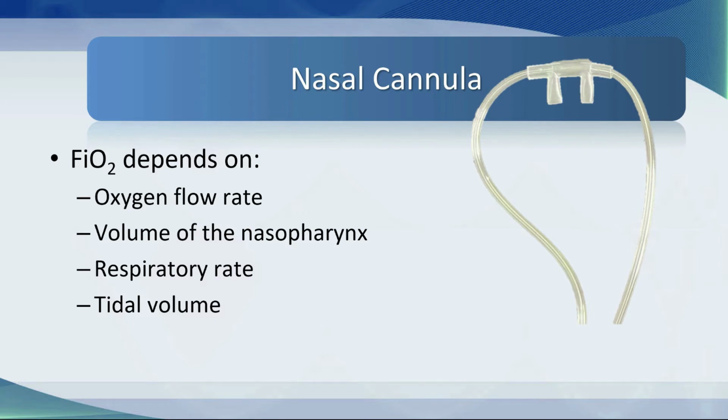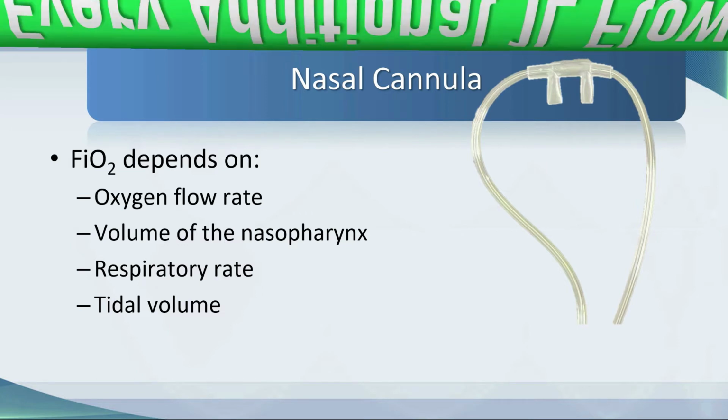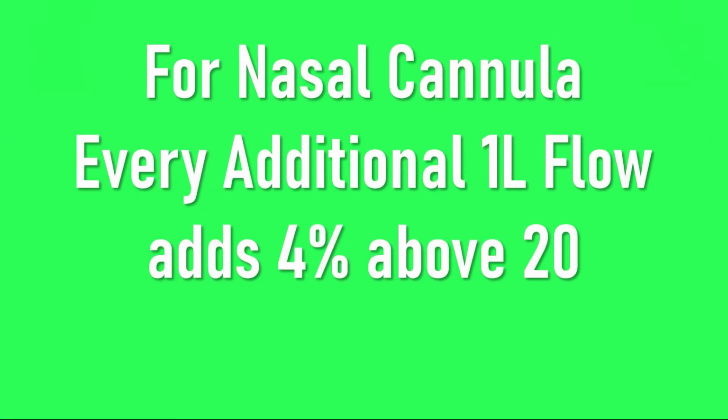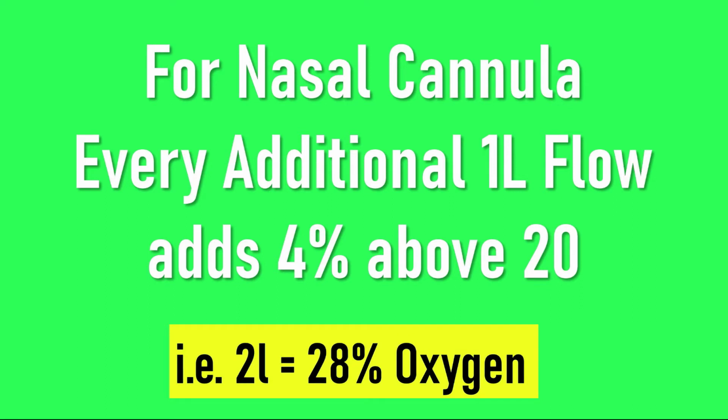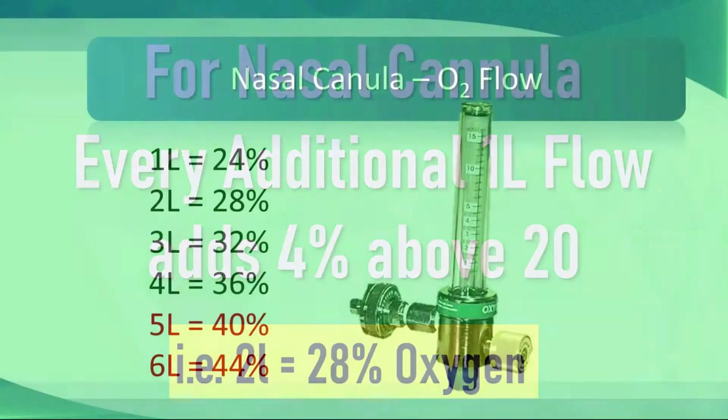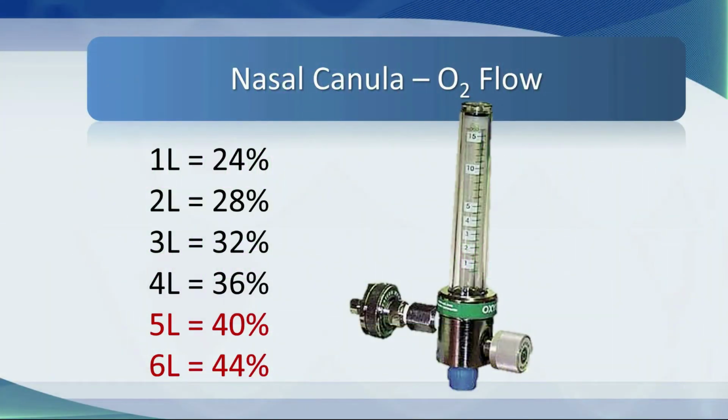Well, how much oxygen do you give for flow? This is a good rule of thumb. Start with 20%. I know normally the air is 21%, but this is the easy way of remembering it as a rule of thumb. For nasal cannulae, above 20%, every 1 litre of flow adds 4%. So 1 litre gives you 24%, 2 litres gives you 28%, 3 litres 32%, 4 litres 36%, 5 litres 40%, and so on and so forth. It's a really easy way of remembering this.